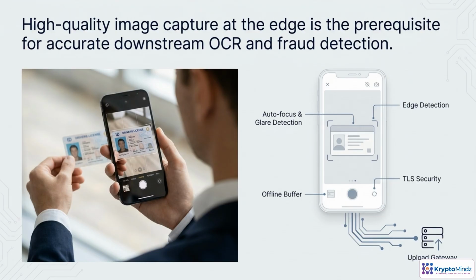This pipeline only works as well as the images you feed into it. If the capture on the device is blurry, cropped, or full of glare, no downstream OCR, face match, or fraud model can recover that signal. So you push intelligence to the edge: real-time focus and glare checks, edge detection, and basic forgery heuristics, plus secure buffered upload. Architecturally, treat capture as a validation microservice, not just a UX feature.